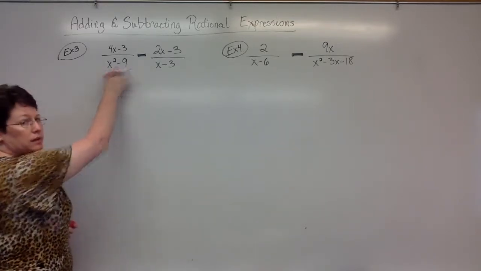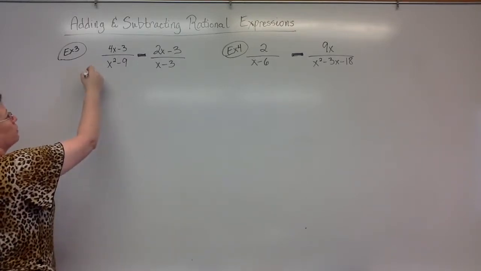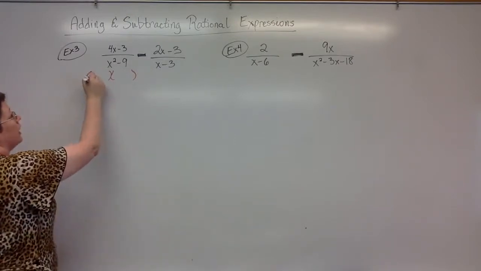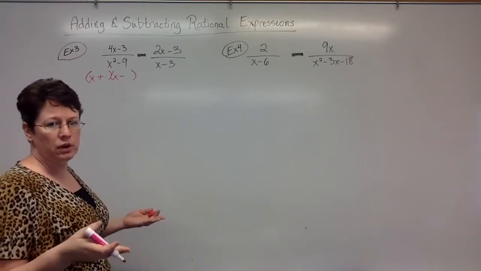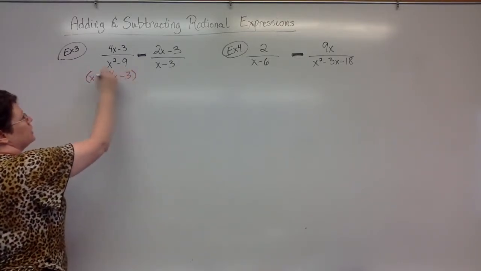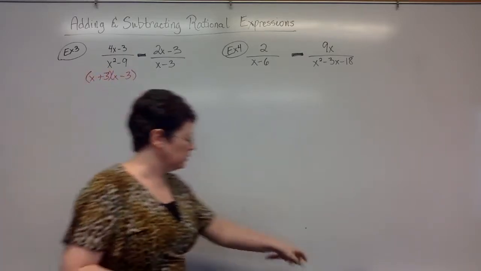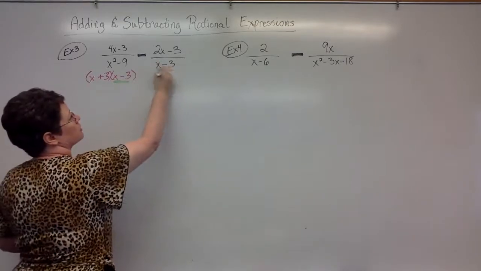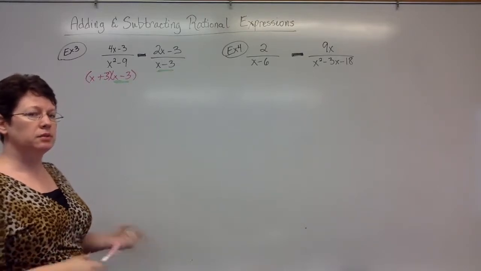So x squared minus 9. That looks familiar. Isn't that one of those perfect square things? Yes, it is. I have my x's in front, a plus and a minus. What squared gives me 9? 3. So I have an x plus 3 and an x minus 3. Okay. Now look. They both have an x minus 3. But one of them's missing the x plus 3.